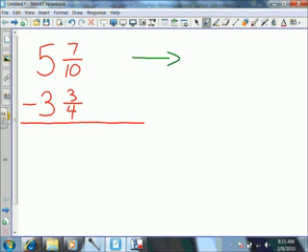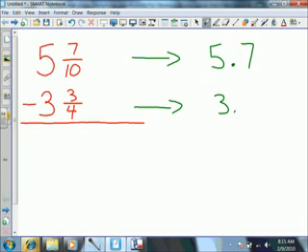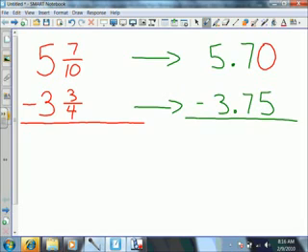Let's look at it as 5 and 7/10 and 3 and 75/100, which is the same thing as 3/4. And let's subtract the decimals first. And you're going to see what's going to happen. I'll put my placeholder there with the 0, bring my decimal down, and let's subtract.